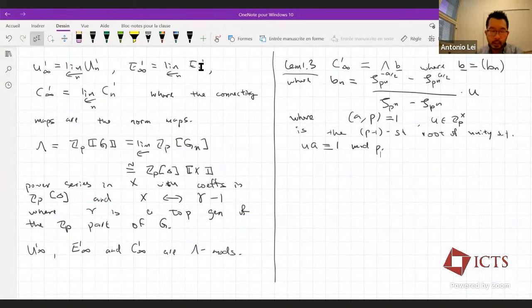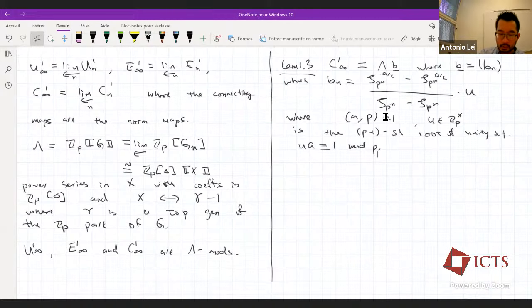But what I want to tell you is that we can use the cyclotomic units to study certain Galois modules, Galois groups, in fact. So I'll tell you what these Galois groups are.